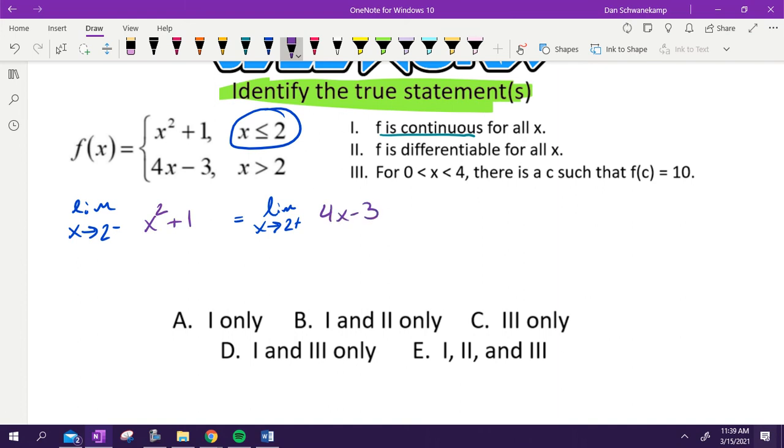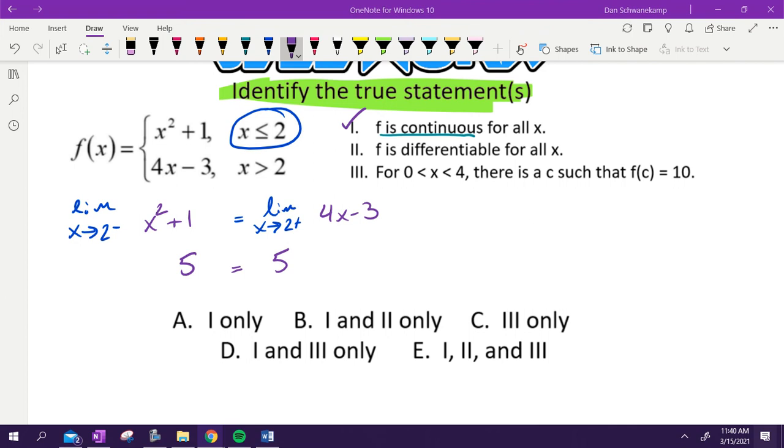You take 2, you plug it in, you get 5. You take 2, you plug it in. 8 minus 3 is 5. Is it continuous? Yeah, left and right are the same, so it's continuous. Part 2 says, is f differentiable? What would make a function not differentiable? A corner or a cusp. Everybody agree with me on that?